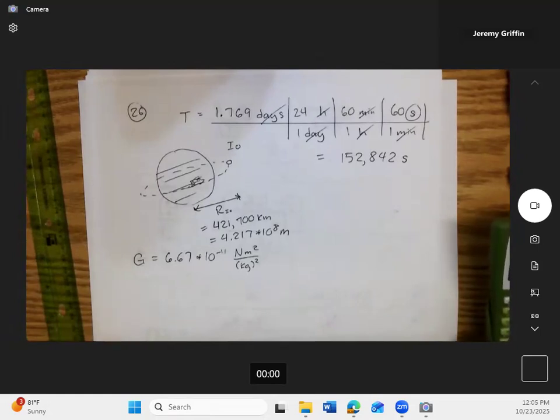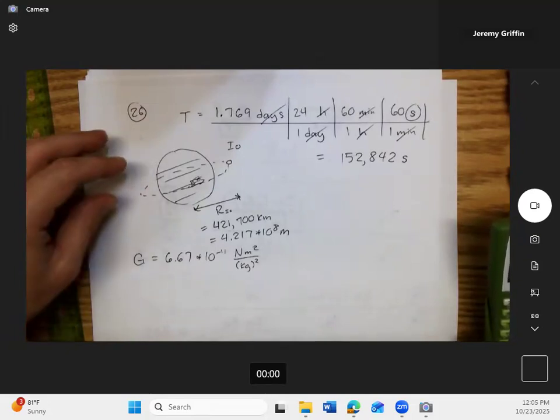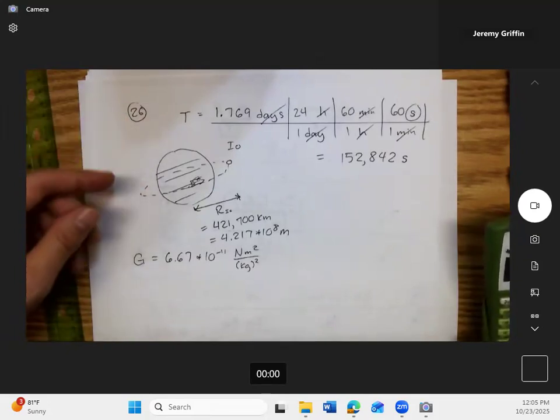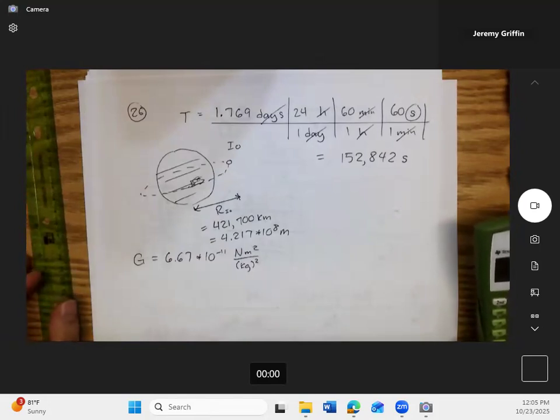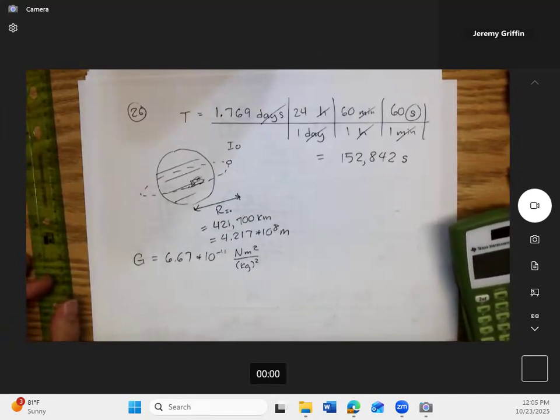You guys good so far? I've got to make sure I have this set up. I've got all the values I need. I did some conversion to get everything in base SI units. It's all just part of the setup. Now the question is, what is the mass of Jupiter?